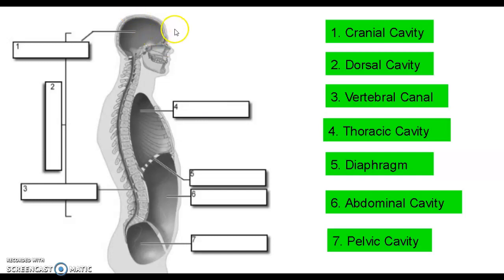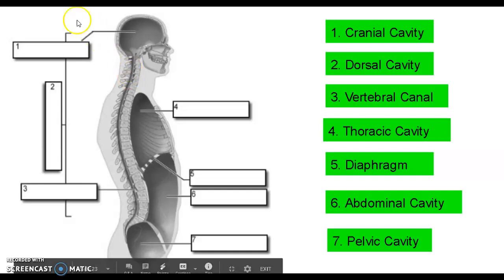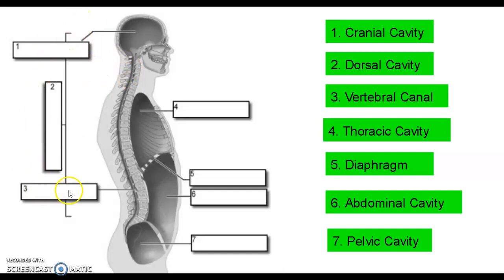Cranial cavity is in our skull. That's where our brain goes. That is attached to our vertebral canal, which is where our spinal cord goes in between the bones of our vertebrae. And this all makes up the dorsal cavity.